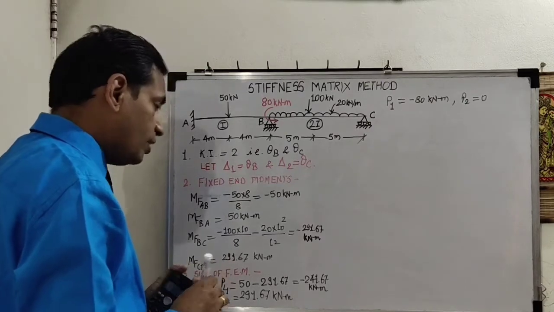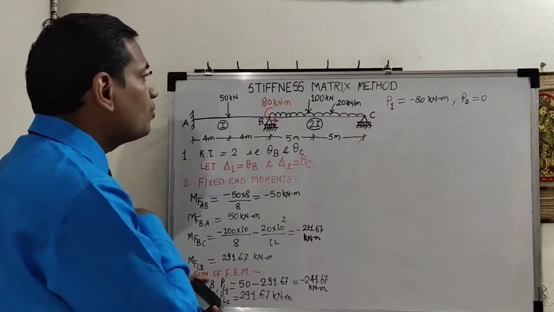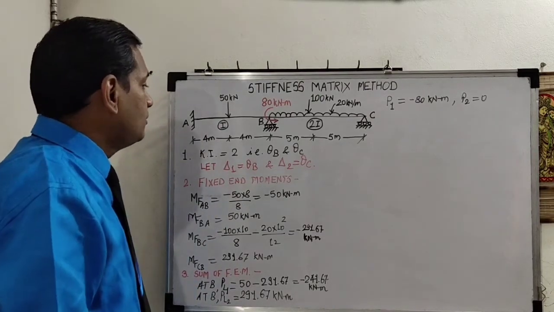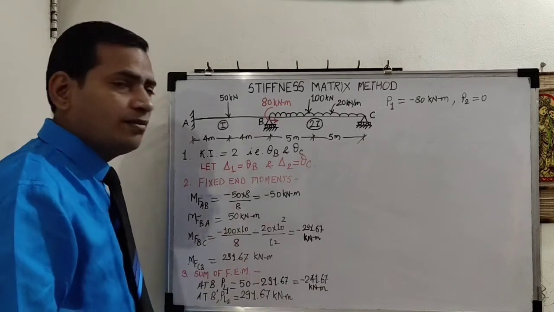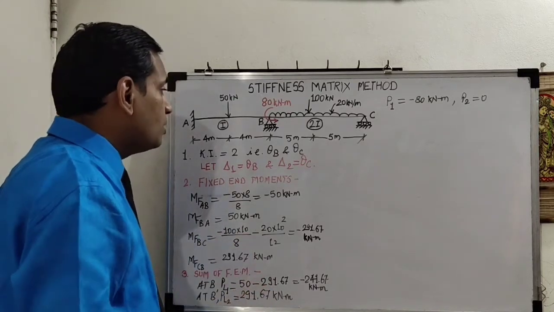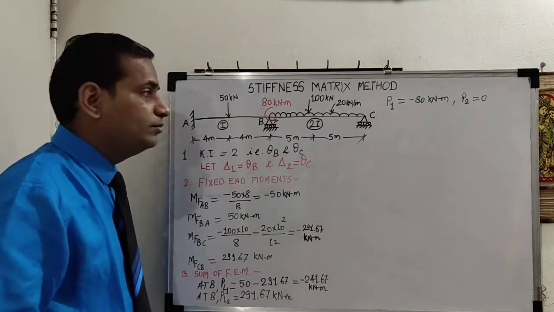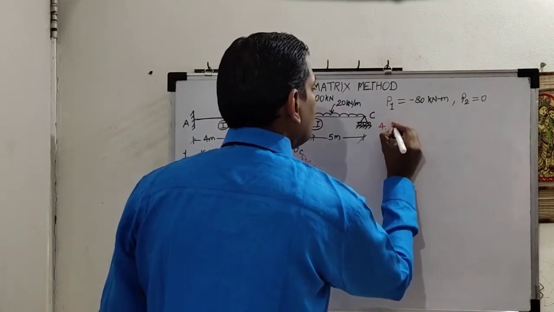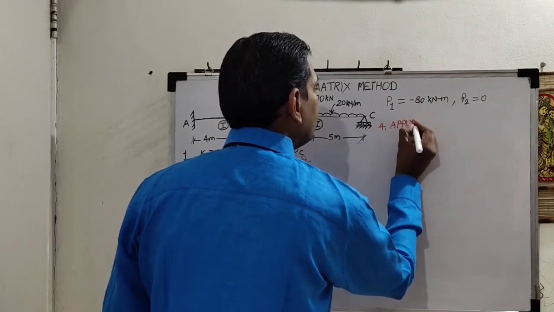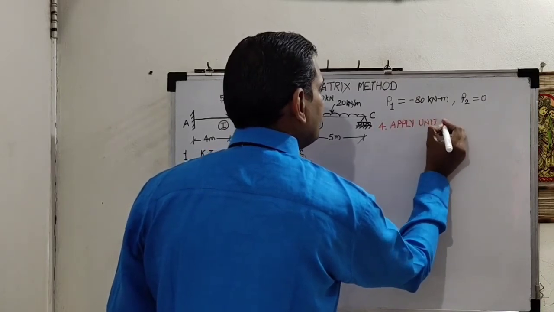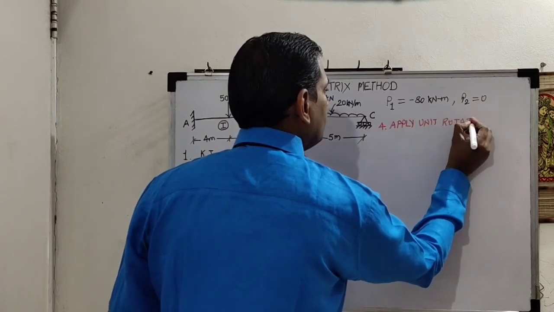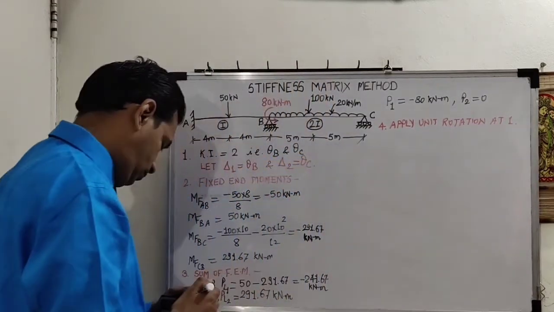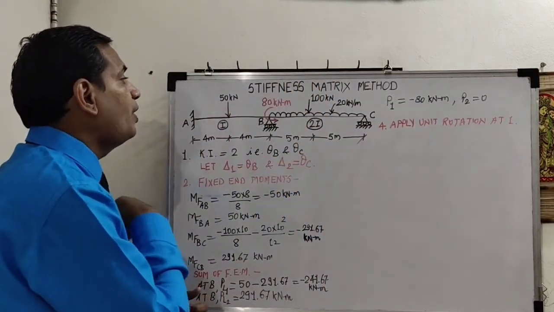Now we will come to step number 4. What will be step number 4? Remove the external loading. Take your first unknown, make its value unit. Second unknown, make it 0. So step number 4, apply unit rotation at 1. It means at joint B.